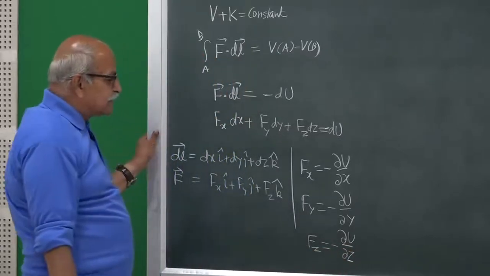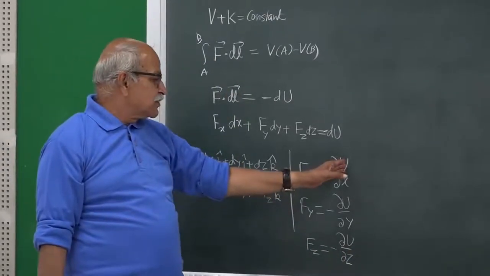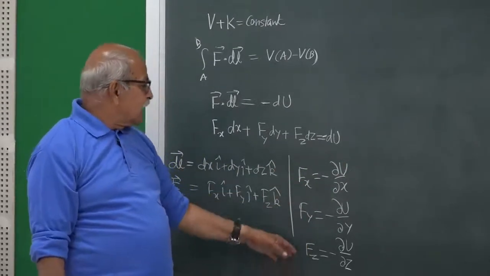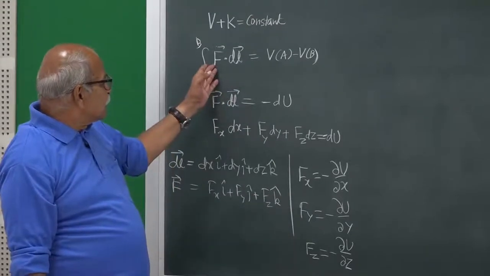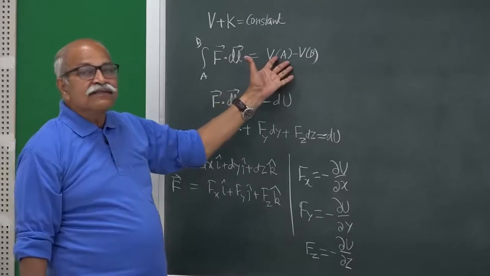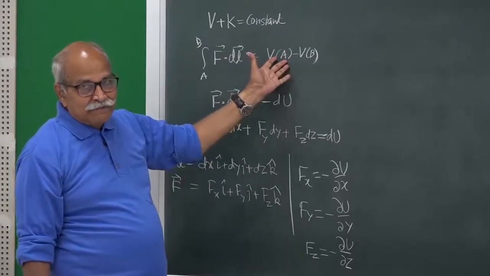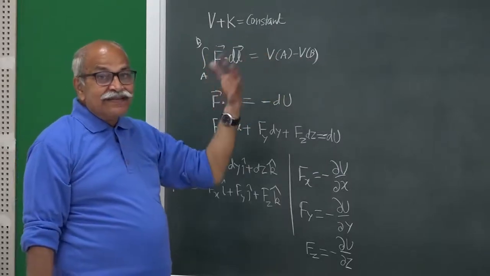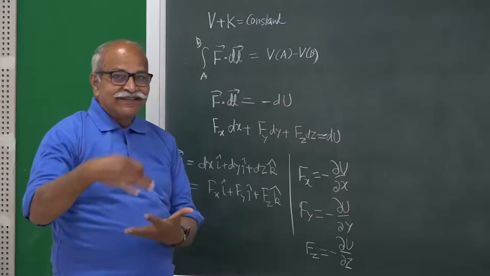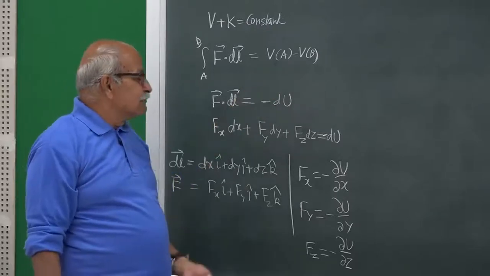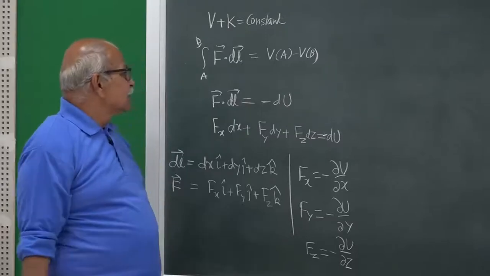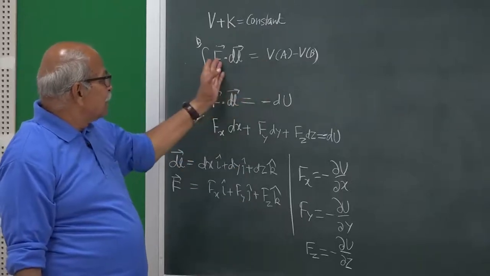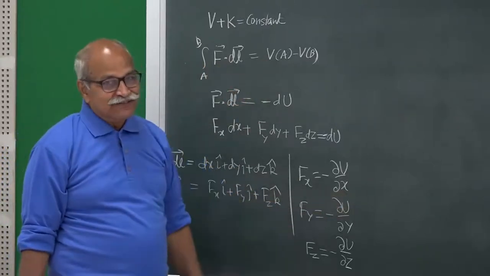So if the potential energy function is known as a function of x, y, z, I can get the force components, and if the force is known as a function of x, y, z, then I can construct this potential energy function. Since only the difference is defined, it will be arbitrary up to the addition of some constant energy. So with that much uncertainty, where you choose potential energy to be 0, you get this V from F and F from V. So these are the things.